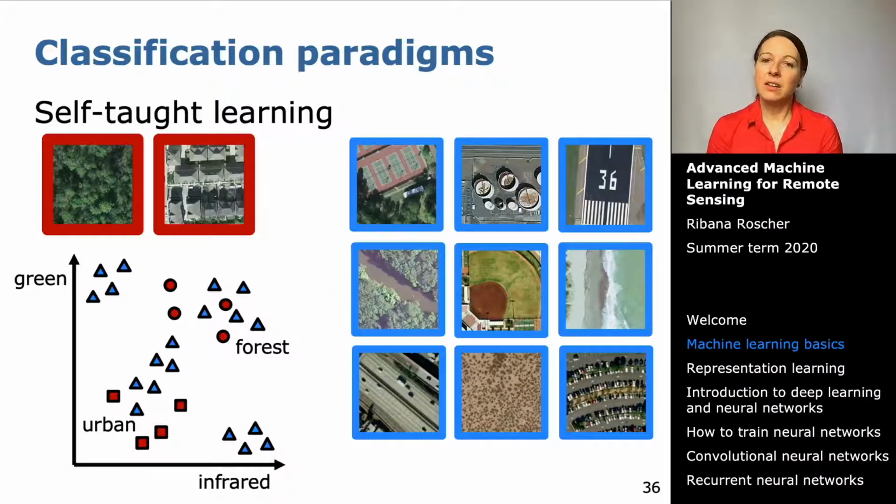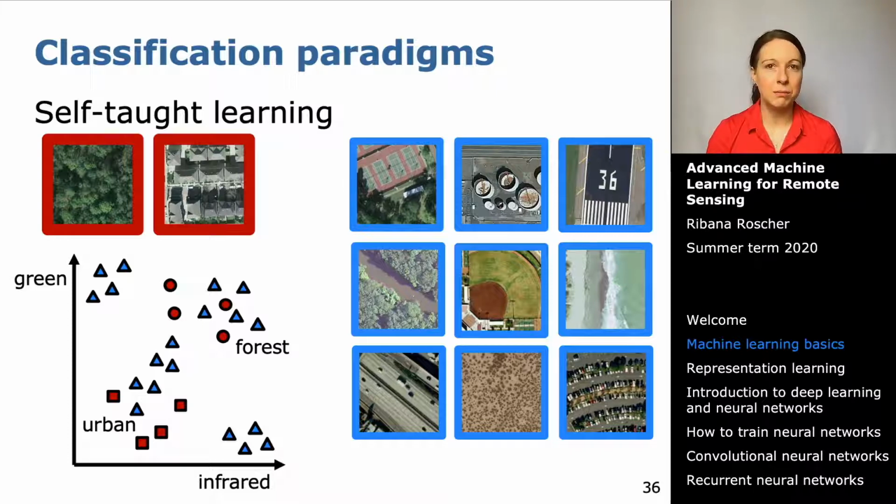So another classification paradigm, not so well known but powerful, is self-taught learning. Here, in contrast to semi-supervised learning, also unlabeled data samples are used, but these unlabeled data samples can belong to arbitrary classes. The only restriction is that these unlabeled data samples need to be of the same type as the labeled samples.